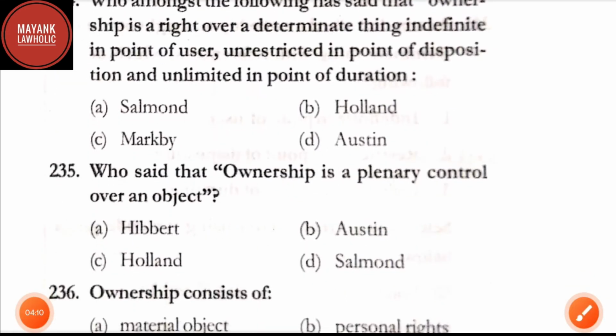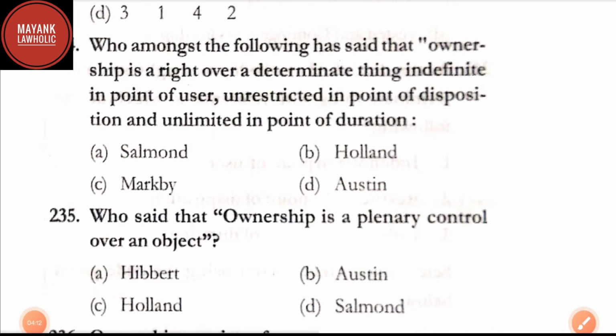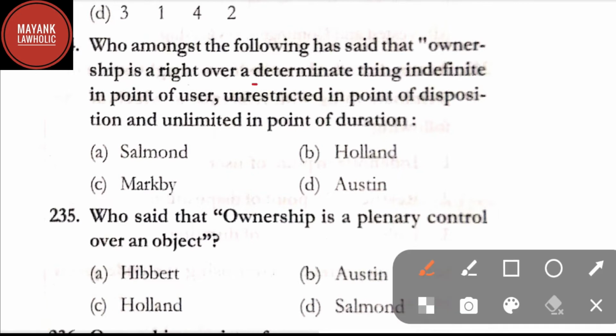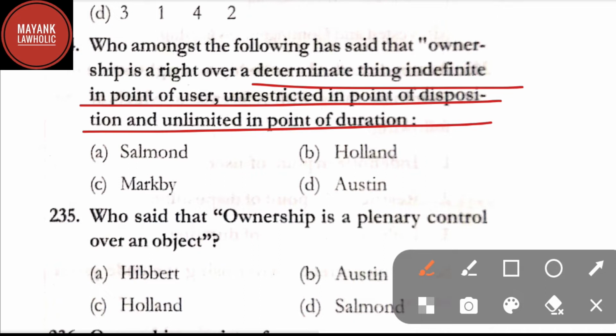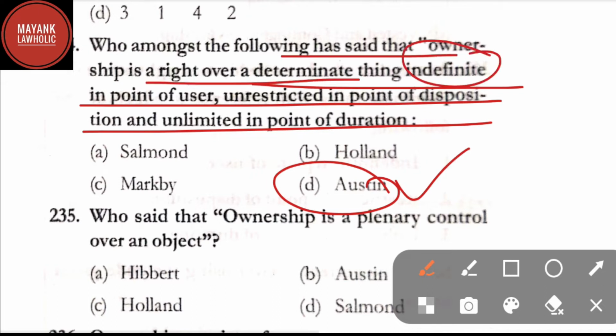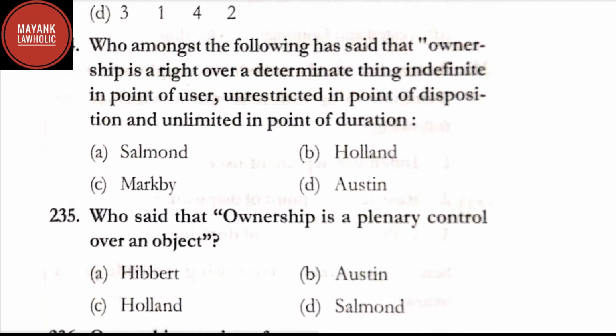Question number 234. Who amongst the following has said that ownership is a right over a determinate thing, indefinite in point of user, unrestricted in point of disposition, and unlimited in point of duration? Here the correct answer is option D, that is Austin. Austin has said that ownership is a right over a determinate thing, indefinite in point of user, unrestricted in point of disposition, and unlimited in point of duration.